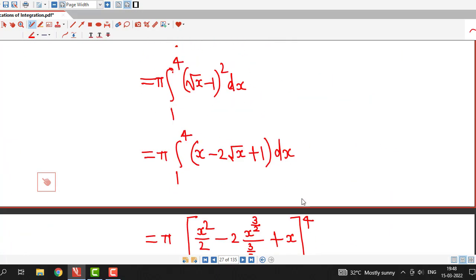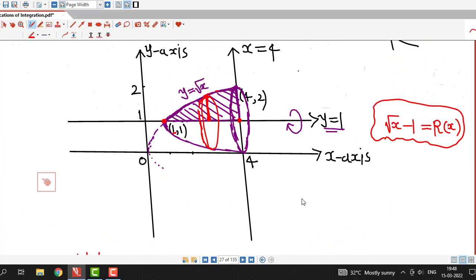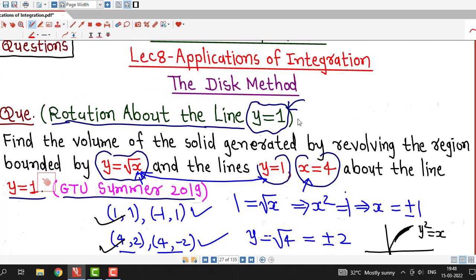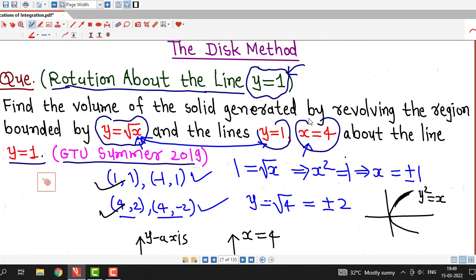So in this way we can obtain the volume of the solid of revolution generated about the line y equal to 1, which is different from the x axis and y axis.